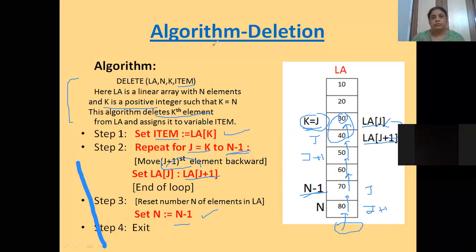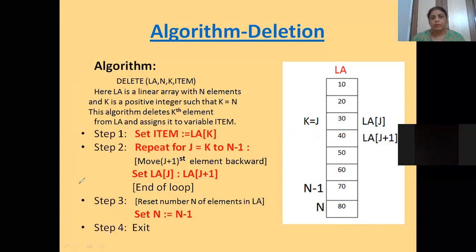You have to first remove the deleted item from that place. Means you have to copy, not delete it. You have to copy in the variable item, and after that you have to start counter from kth position to n minus 1 position, and this value you can represent with the help of linear array of jth element. The value of array we can represent with this linear array of jth element, that in this value j plus 1 you need to copy here.